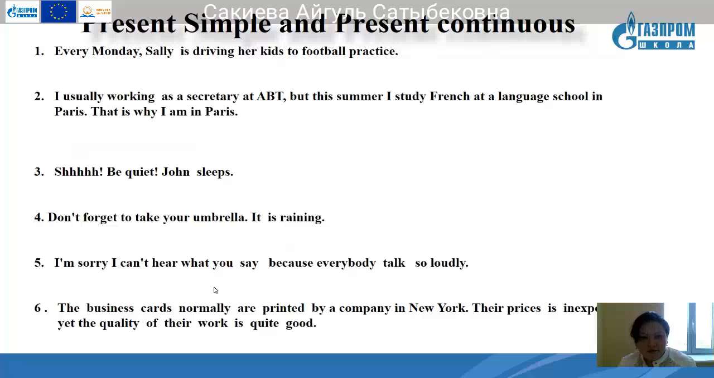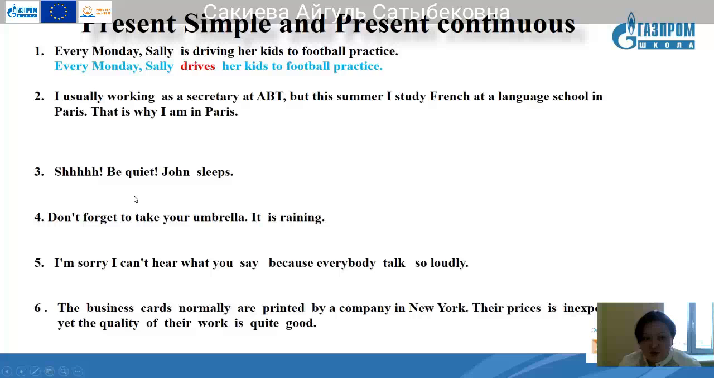So here we have got what? Some mistakes. Some sentences contain mistakes. Some of them do not contain mistakes. So could you please correct the sentences which have some mistakes? Okay, every Monday Sally is driving her kids to football practice. You think there's a problem with driving, yes? Let's check. Yes, every Monday Sally drives because we are talking about a routine action, yes?